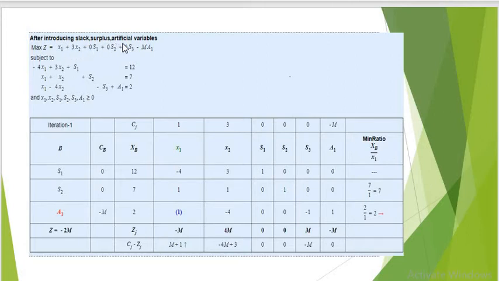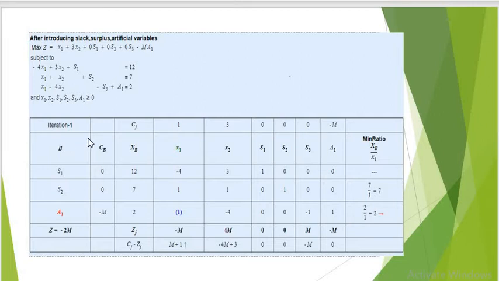After introducing slack, surplus and artificial variables, the standard form of LPP becomes maximize z equal to x1 plus 3x2 plus 0 into s1 plus 0 into s2 plus 0 into s3 minus m into a1 subject to minus 4x1 plus 3x2 plus s1 equal to 12, x1 plus x2 plus s2 equal to 7, and x1 minus 4x2 minus s3 plus a1 equal to 2, and x1, x2, s1, s2, s3, a1 greater than or equal to 0. This is the standard form of LPP.